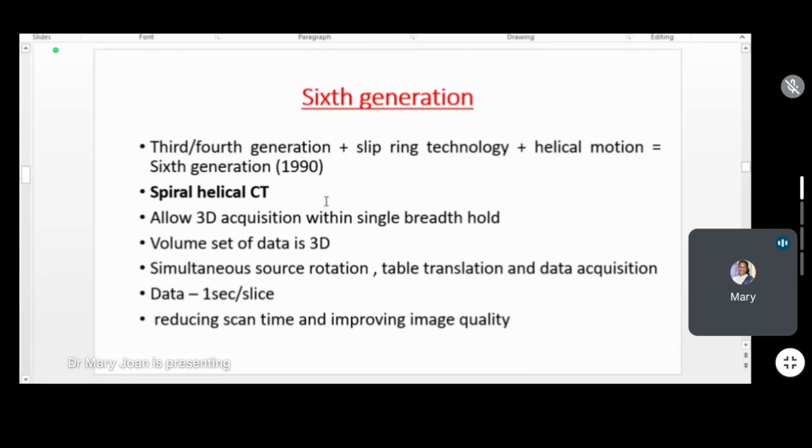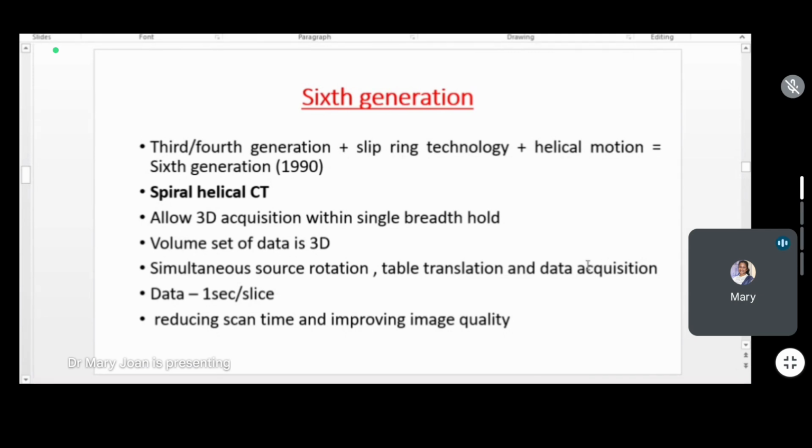So this is in the early 90s. And the advantages are that this allows 3D acquisition within a single breath hold. Volume set of data is 3D. We know that in the fourth generation, we had the fast sequencing for cardiac imaging, so that aspect is also taken in here. Simultaneous source rotation, table translation, and data acquisition. So the source and detector are moving, and the table is translating, and data is acquired at the same time.